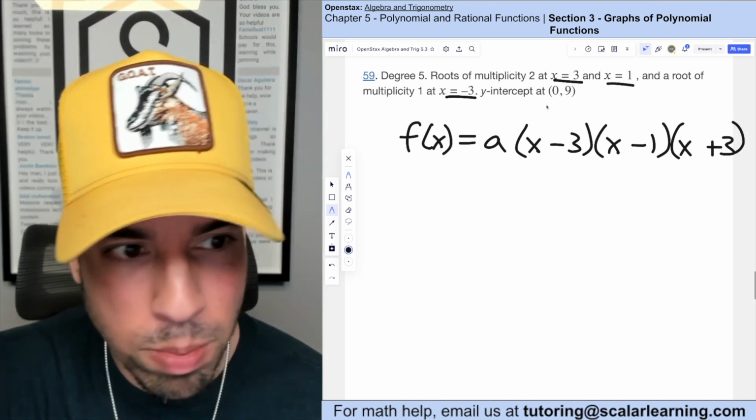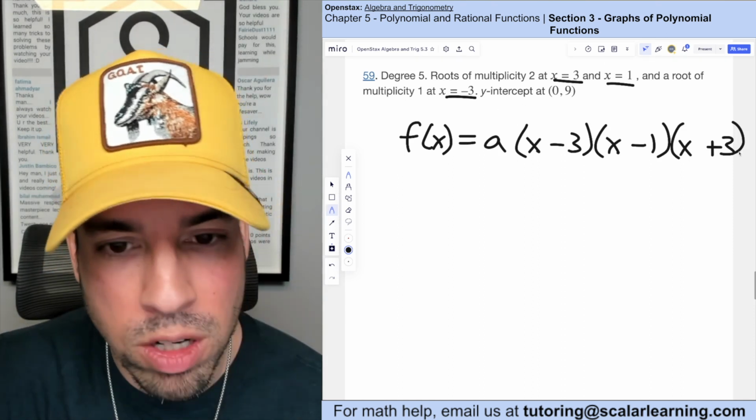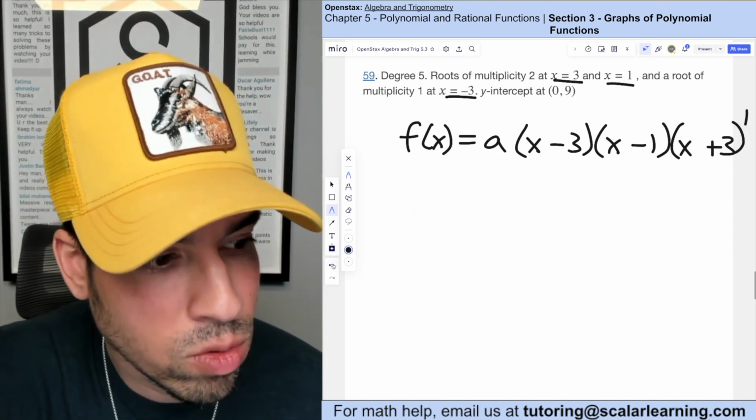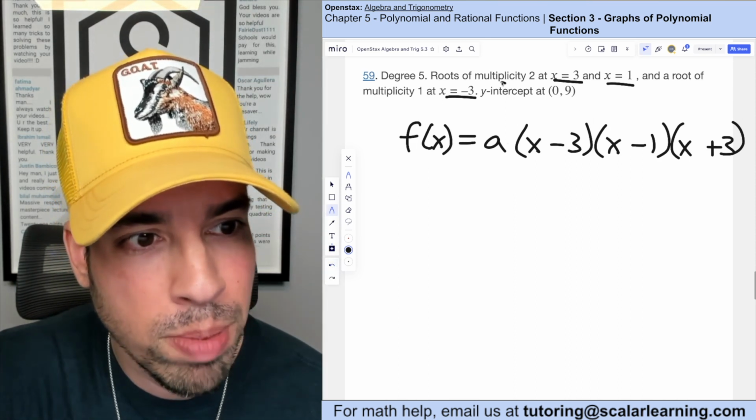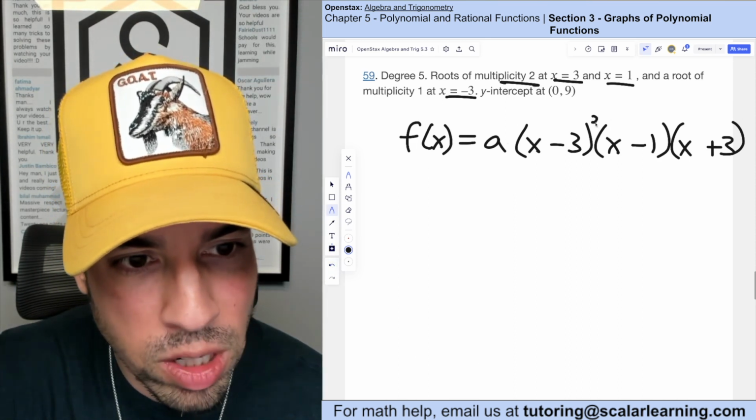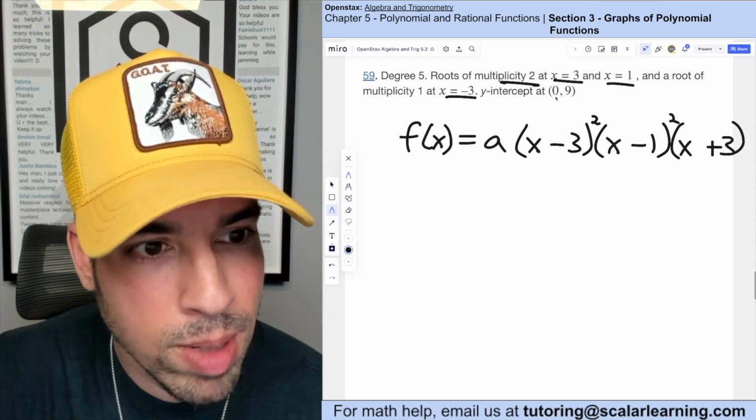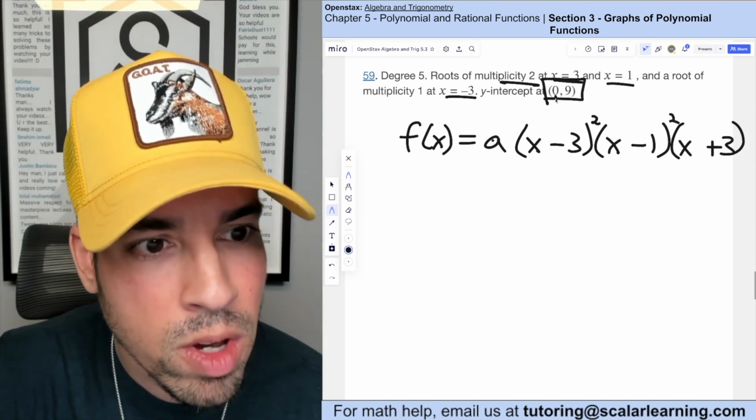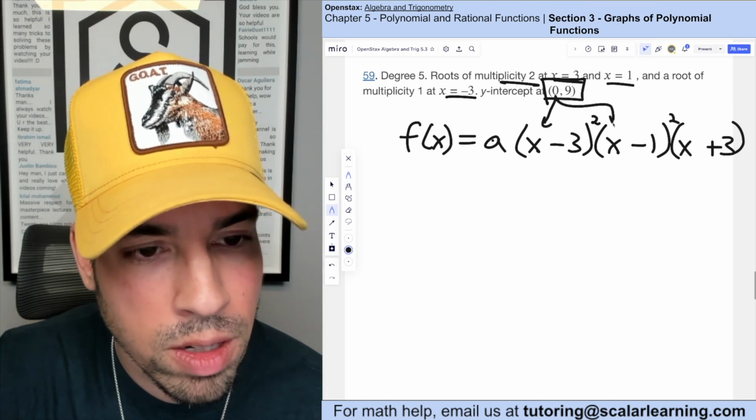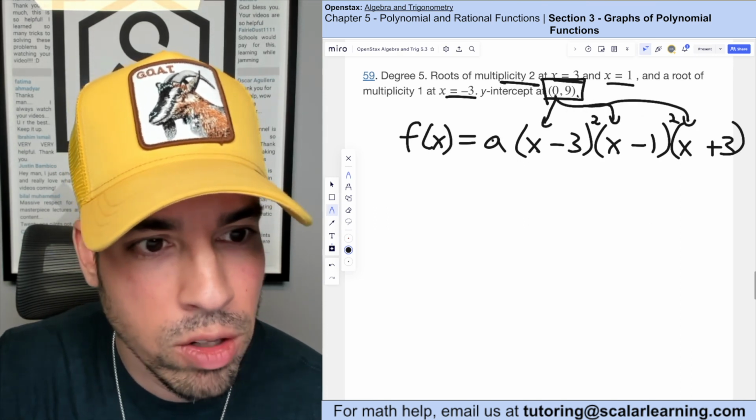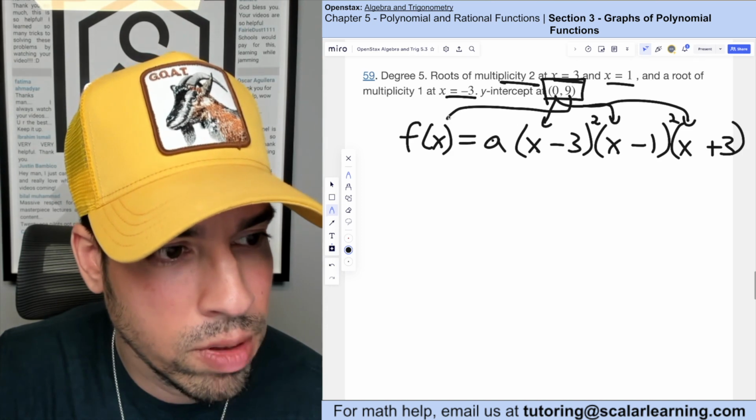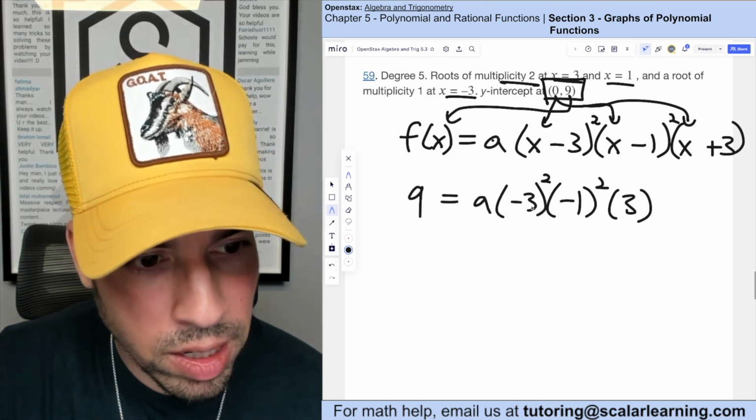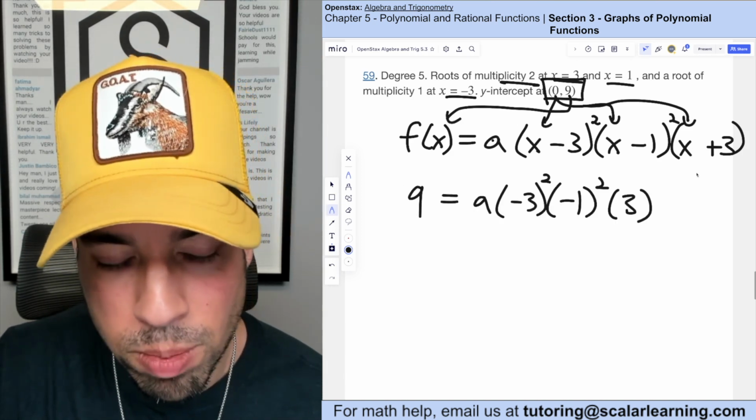Now let's put in these multiplicities. A multiplicity of 1 is just chilling because we got a 1 there. That doesn't really change anything. But for a multiplicity of 2, that means we add an exponent here and here. Last but not least, we use that y-intercept to solve for this missing constant of a. So I'm going to plug in 0 here, here, and here for all the x values, and then 9 is going to go in here for the function value. So 0 minus 3 is -3, 0 minus 1 is -1, 0 plus 3 is 3.